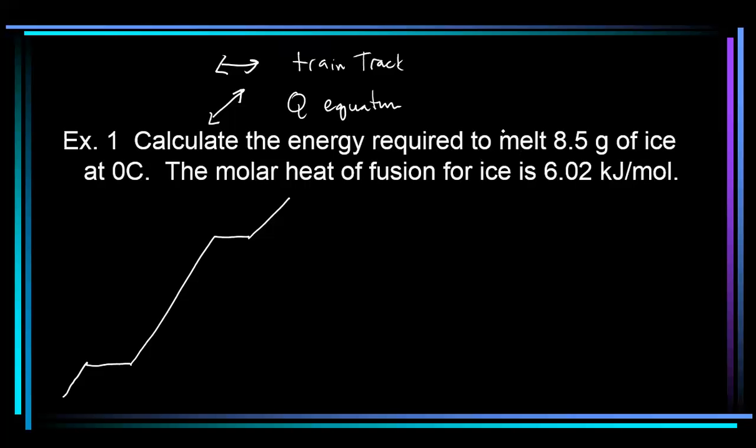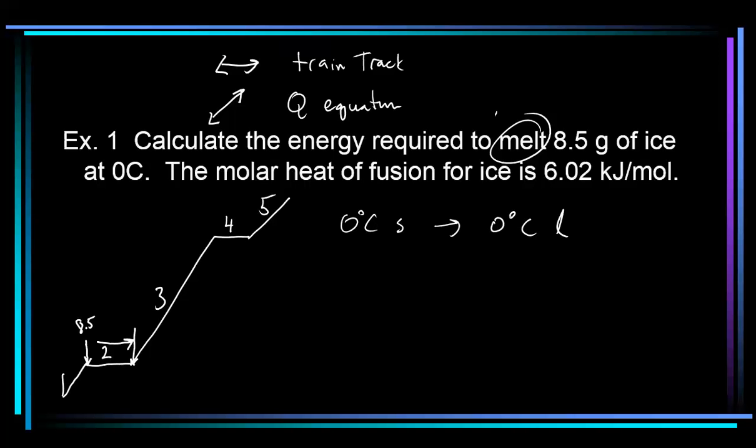Calculate the energy required to melt. Where is melting here? Let's see: 1, 2, 3, 4, 5. Where's melting? You're required to melt 8.5 grams, so you have to take 8.5 grams and make it melt. You go from 0 degrees solid to 0 degrees liquid. That's melting. So what technique do you use to solve these questions?